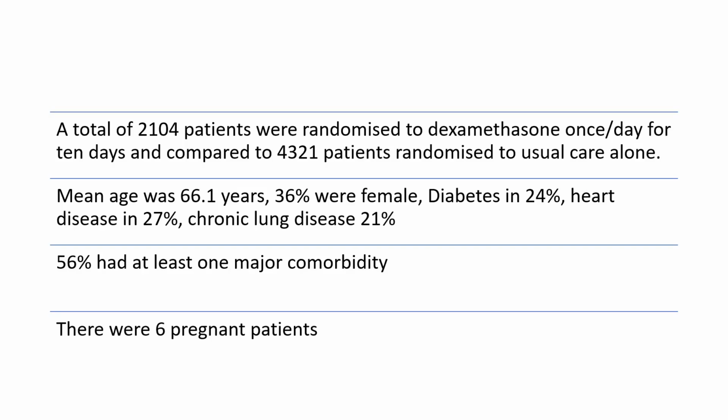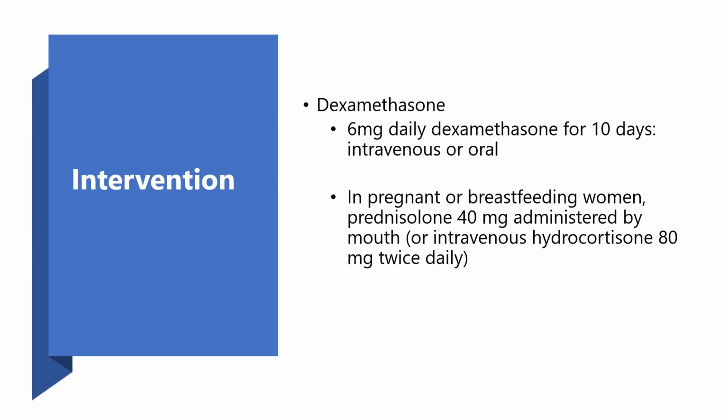A total of 2,104 patients were randomized to dexamethasone once per day for 10 days, compared to 4,321 patients randomized to usual care alone. Mean age was 66.1 years, of which 36% were female, with diabetes in 24%, heart disease in 27%, and chronic lung disease in 21%. Mean age was 1.1 years older in patients allocated to dexamethasone. Otherwise, baseline characteristics were similar between the groups.